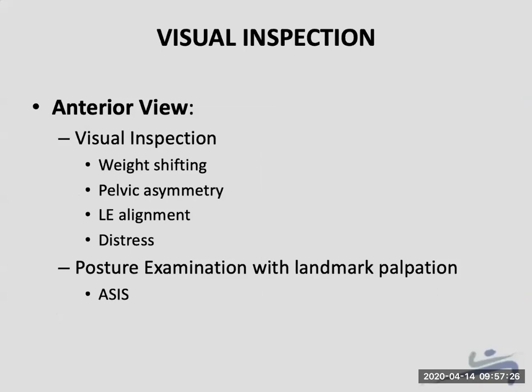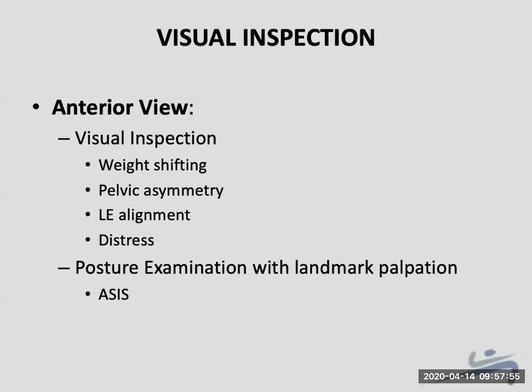So on our anterior view, looking at the patient from the front, with our visual inspection, we're looking for any weight shifting onto one lower extremity. Now that could be suggestive of a lower extremity issue, could also be suggestive of a lumbar issue with compensation in the lower extremities. So that being said, we're not making causative links here, we're observing.